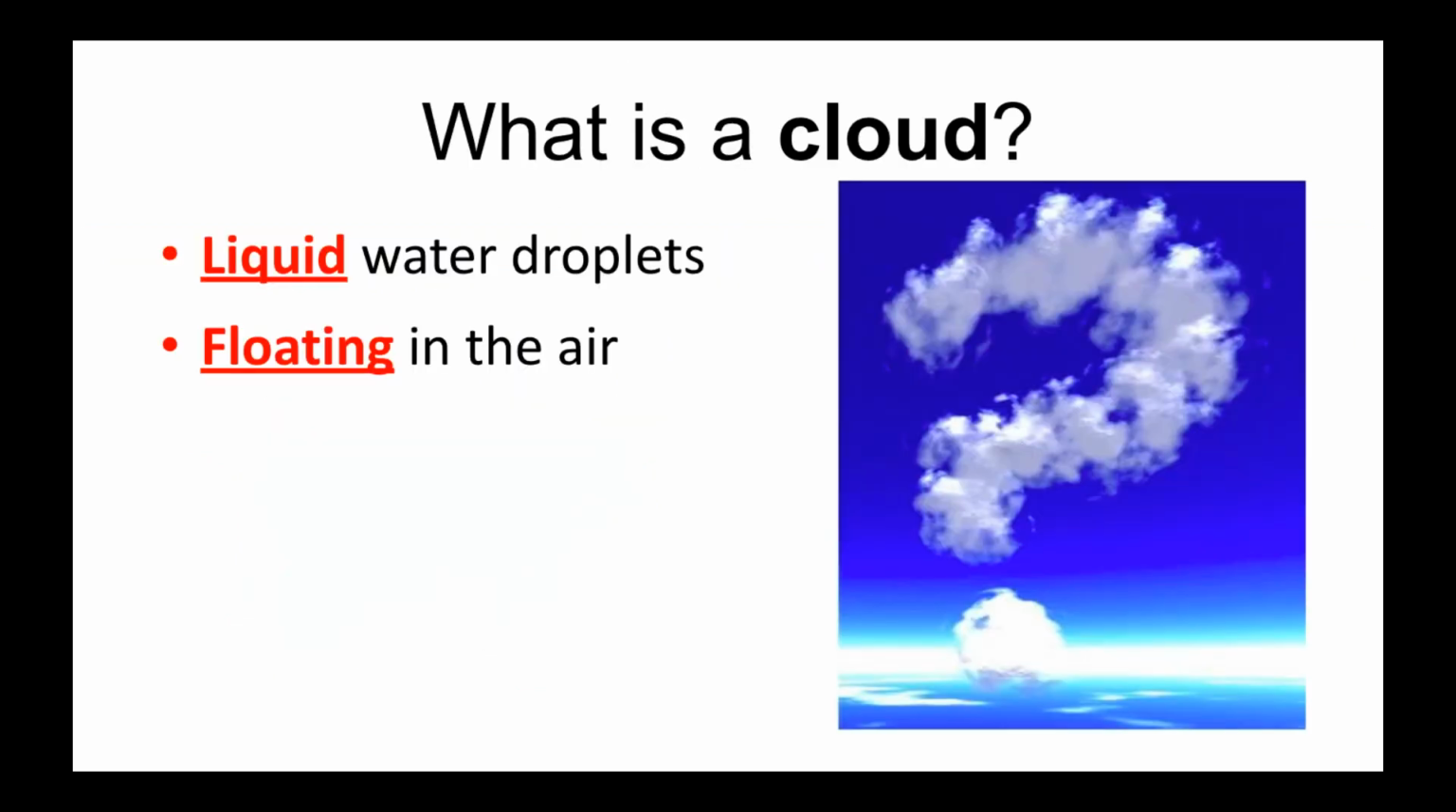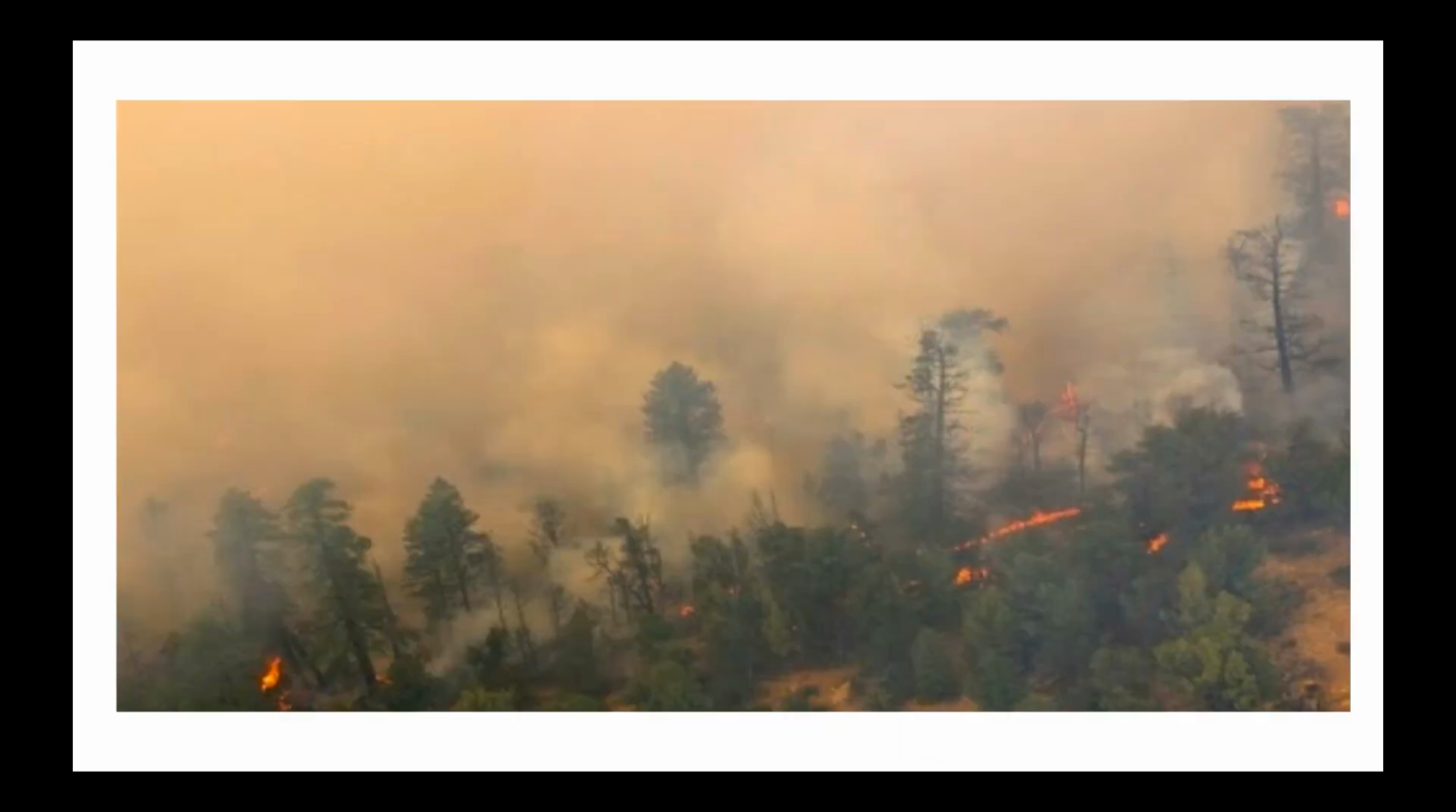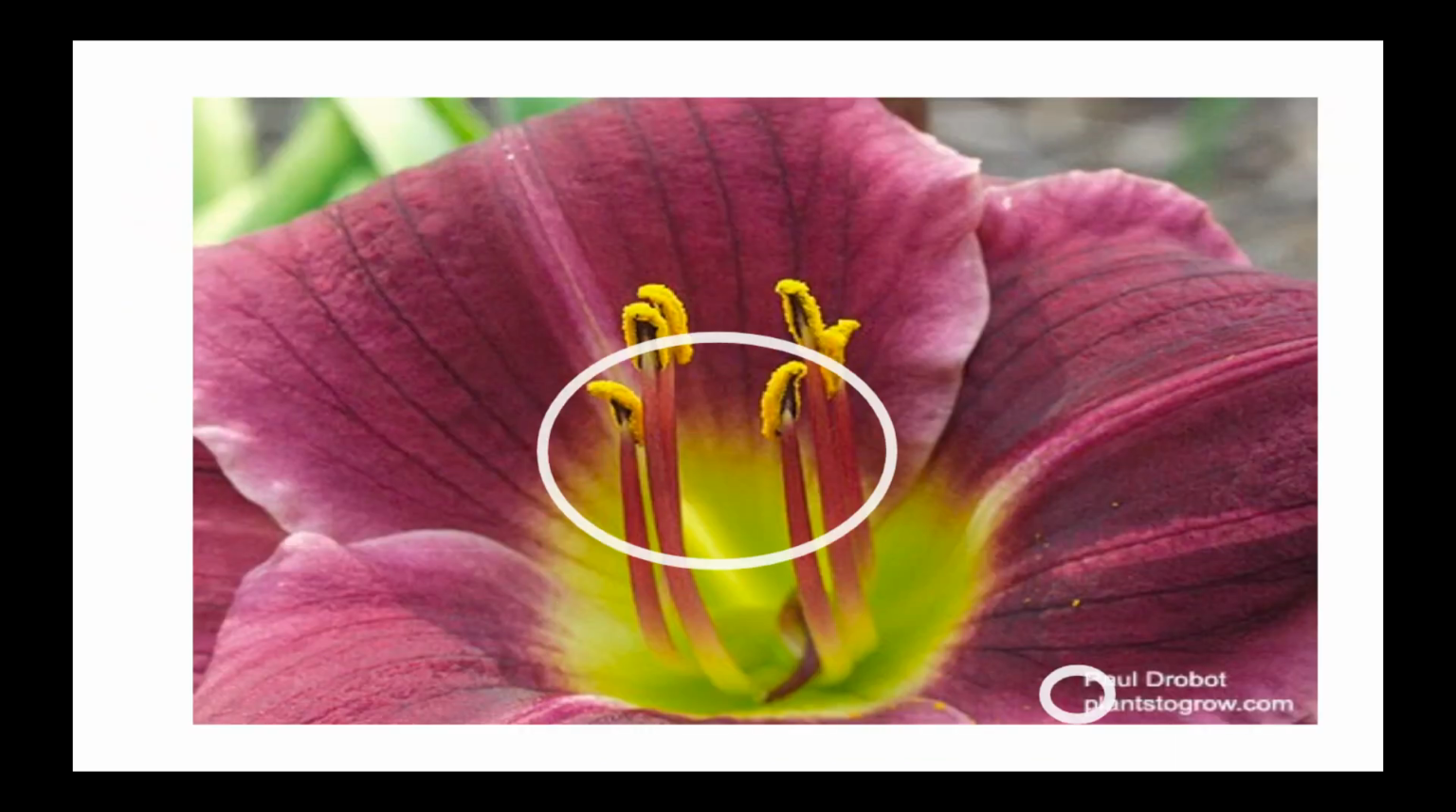So let's talk about clouds now. Clouds are liquid water droplets that are floating in the air. In order to form a cloud, we need 2 things. The first is a condensation nuclei. Condensation nuclei is a fancy word for dust, sand, salt, or some sort of other small particle in the air. These small particles could be smoke from a forest fire, or they even could be pollen from a plant.